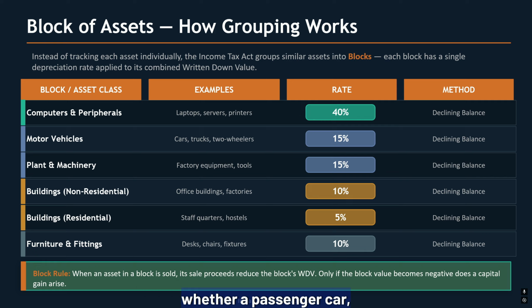Motor vehicles, whether passenger cars, trucks, or two-wheelers, carry a 15% rate. Plant and machinery also comes in at 15% for the most general manufacturing equipment, though there are higher rates for certain specialized machinery. Buildings are split into two categories: non-residential buildings, your factories, offices, and commercial properties, depreciate at 10%. Residential buildings provided for staff, like quarters or hostels, carry a lower rate, just 5%. And furniture and fittings, desks, chairs, fixtures, are depreciated at 10%.